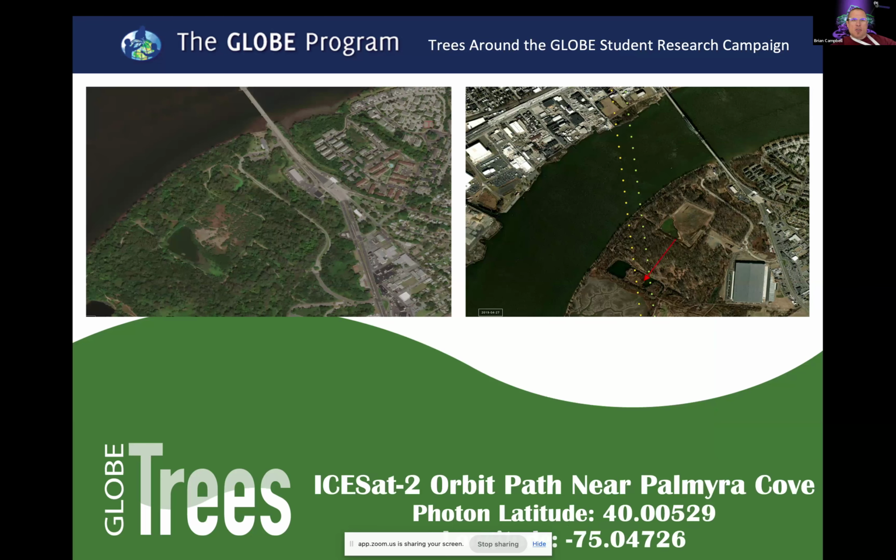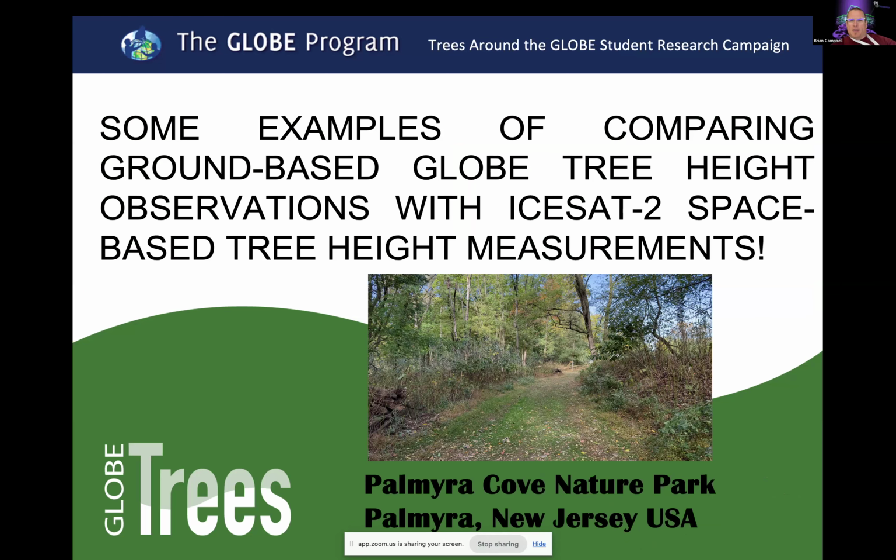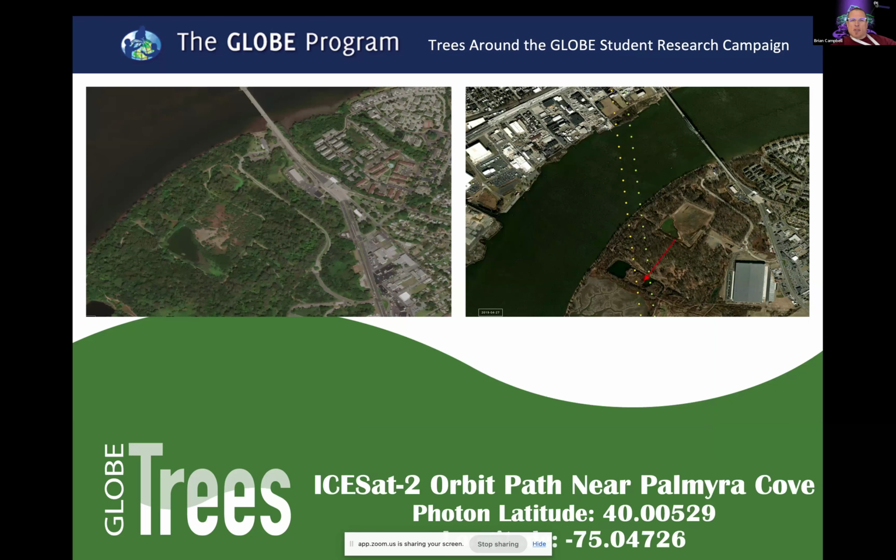I also wanted to share that we can look at these areas. We can go out here and take tree height measurements. We can do land cover observations. We can also do comparisons like this using ICESat-2 data, OpenAltimetry. What you're looking at on the left side is basically all the area of Palmyra Cove. You can see the bridge there, and the building with the white roof near the bridge is the Palmyra Cove Nature Park building, the Institute for Earth Observations.